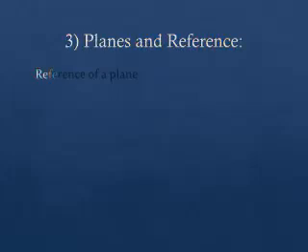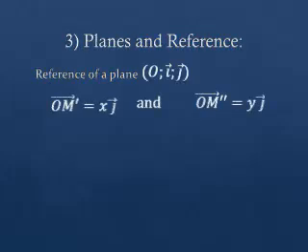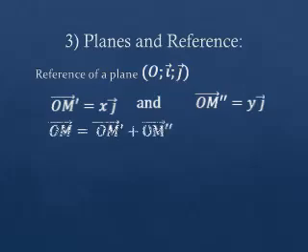Planes and reference. Suppose we have a 2D plane, or in other words, the axis of abscissa and ordinate. Now any point M has a coordinate on the x-axis and a coordinate on the y-axis. So you will get OM equals xi plus yj. As we have the vector I on the x-axis, we also have j on the y-axis.